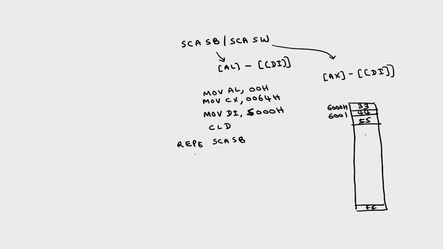If I write repeat not equal, here at the first step itself it will quit, because 00 and 33 are not equal. So you have to load all of these with 00s, and only then, if all these 100 locations have 00, will this instruction be executed 100 times. At any point, if data is other than 00, it will quit the operation. That is about the scan string byte. Okay, so these are the string instructions, which always deal with the source index, destination index and direction flag. Thank you.